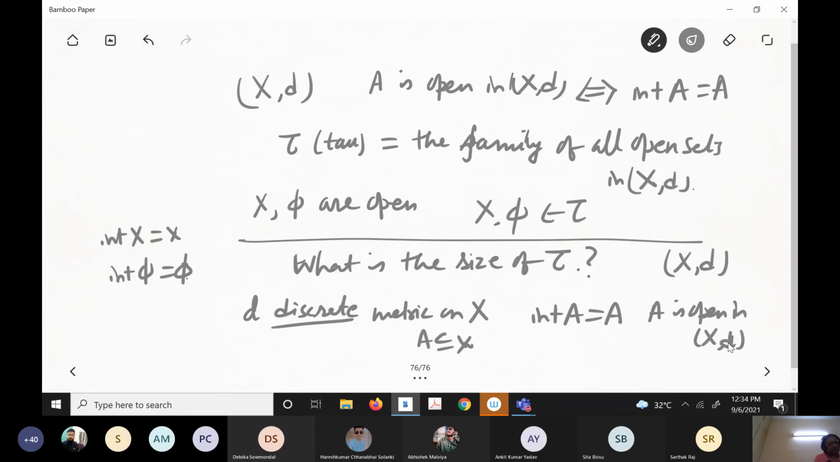That means any subset of X is open here. And of course you can't have anything bigger, right? You have taken all subsets of X. That means tau is coming here, what? The power set of X. And nothing can be bigger than this. So here you have got the largest family possible, tau equal to P(X).